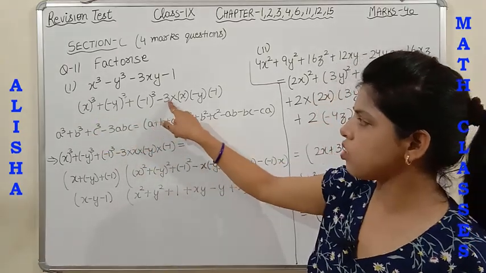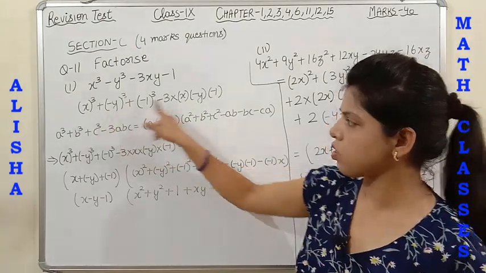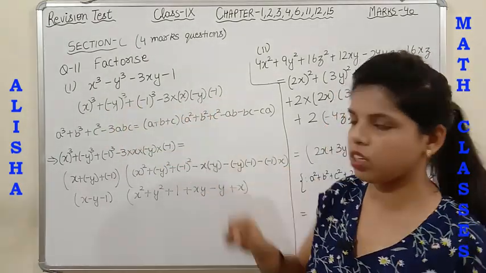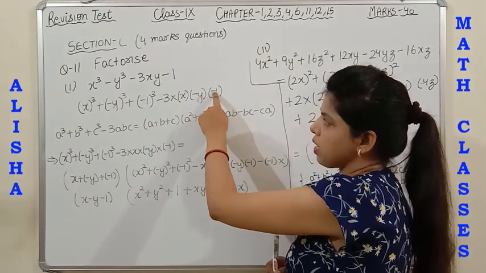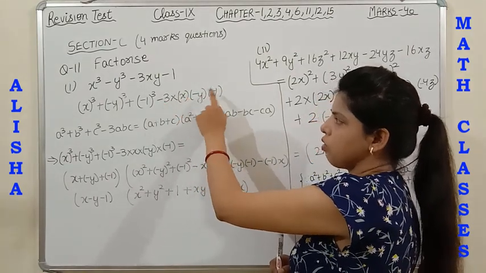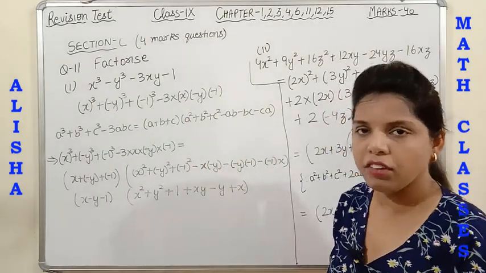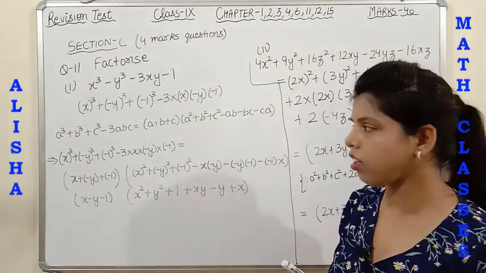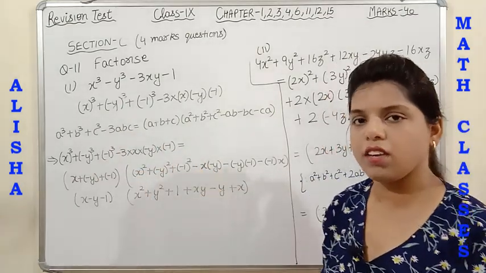And this is minus 3 into a. A is here x, b is here minus y, and c is here minus 1. Which when you will solve with this, minus minus is plus, plus minus is minus. 3xy into 1 is 3xy. So you will get again the same formula. Why have you written like this? Because you have to identify the formula and it exactly resembles this formula which is given in your book.